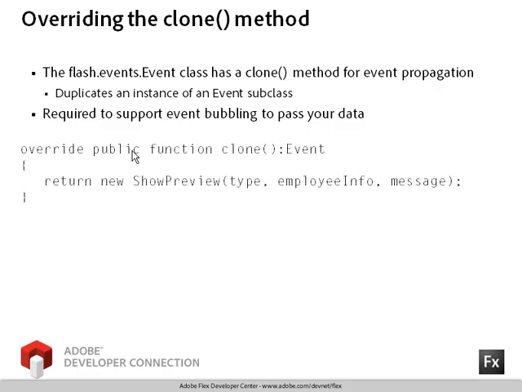You use the override keyword that you learned about in the OOP video at the end of day 1 to replace the functionality of the event class's clone method. You want to specifically create an instance of your own custom event with the appropriate custom data.